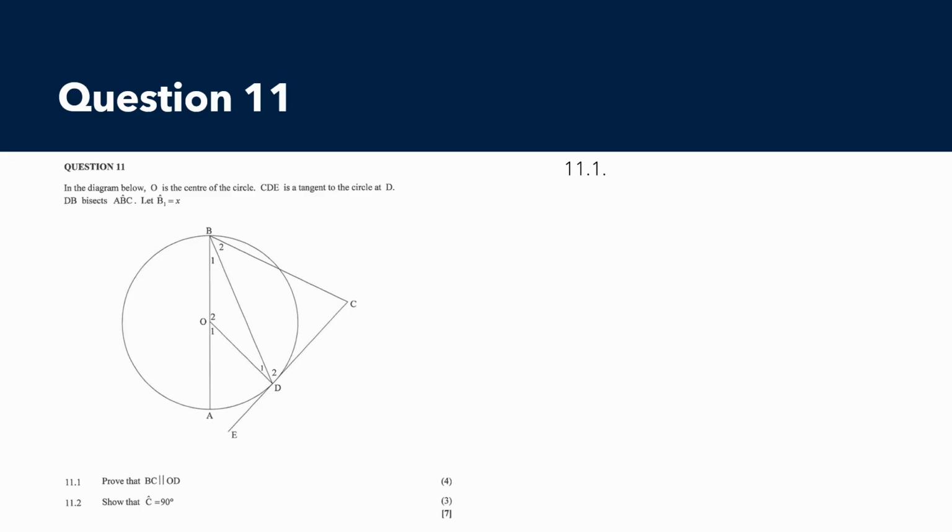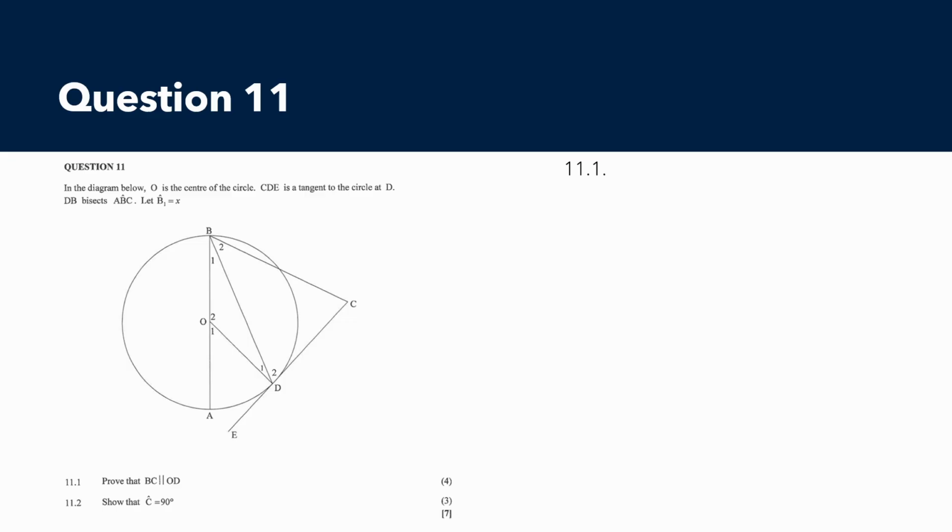The problem statement reads as follows. In the diagram below, O is the center of the circle. CDE is a tangent to the circle at D. DB bisects angle ABC. Let angle B1 equal X. 11.1. Prove that BC is parallel to OD.